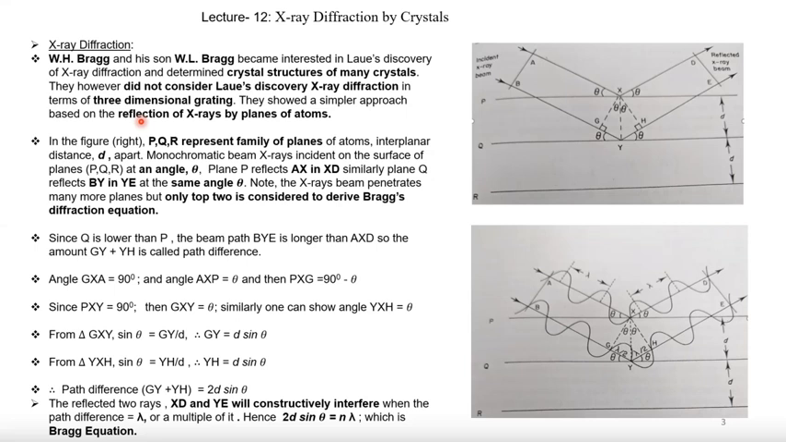However, though they took interest in Laue's discovery of diffraction, they didn't take the three-dimensional grating system which Laue did. They showed a much simpler way, based on reflection of X-ray by planes of atoms.